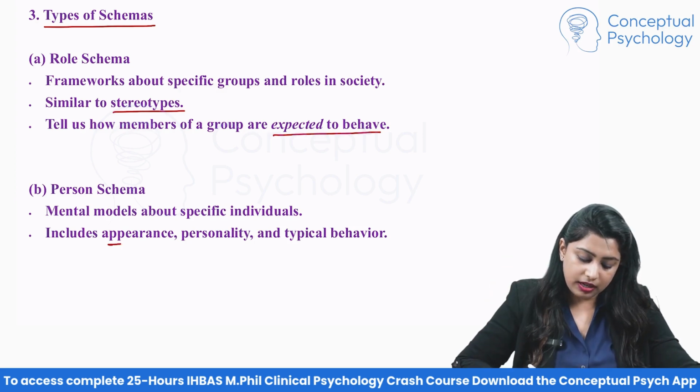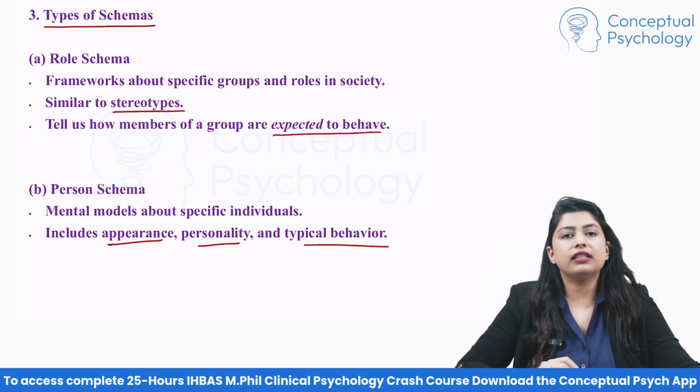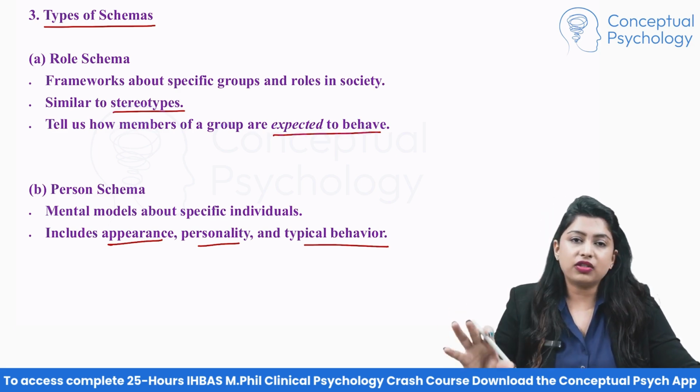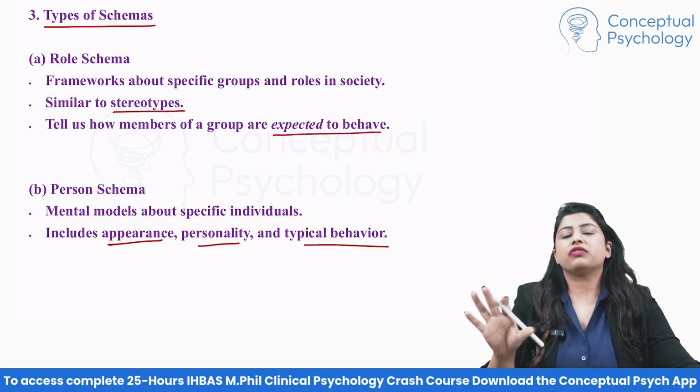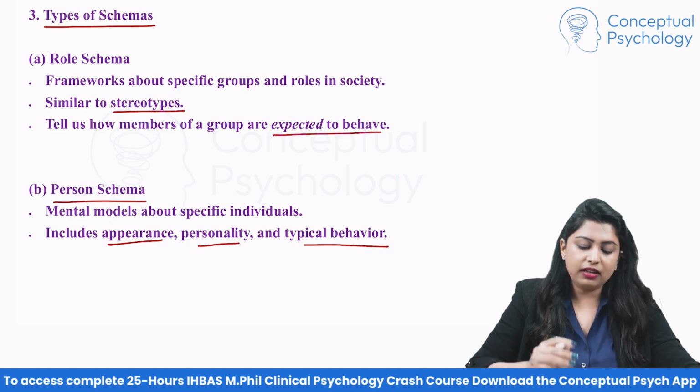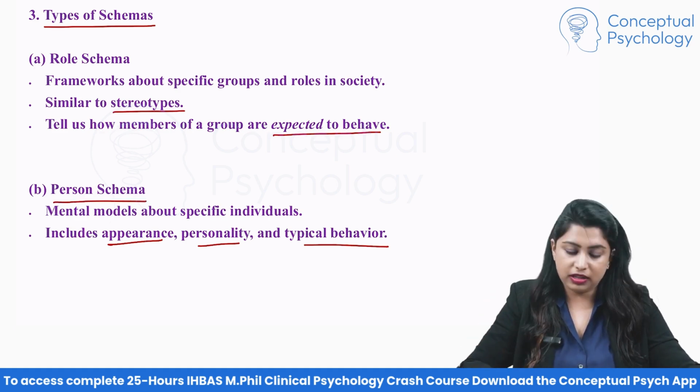The second type of schema is the person schema, where there are mental models about specific individuals. These include their appearance, personality, and typical behavior. So you might have a schema for your best friend that she's talkative, she's funny, she's always late. So those are the person schema that you have attached to your best friend.